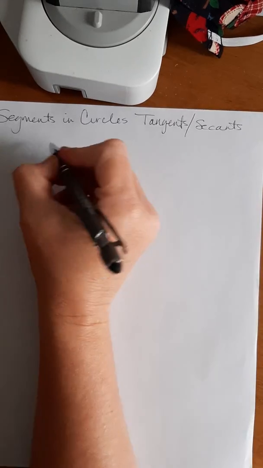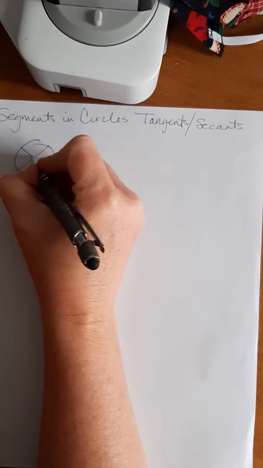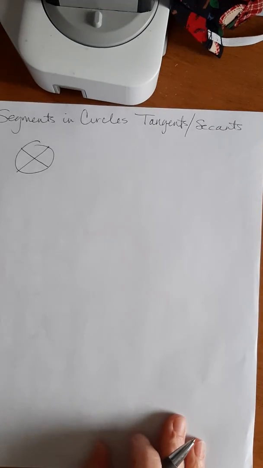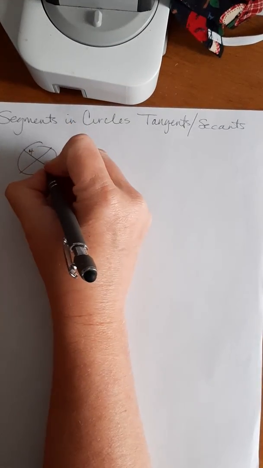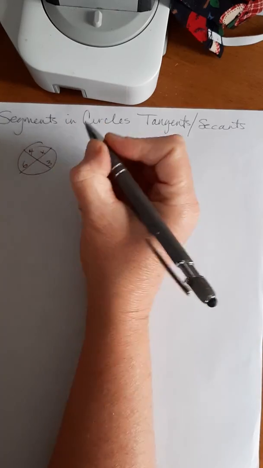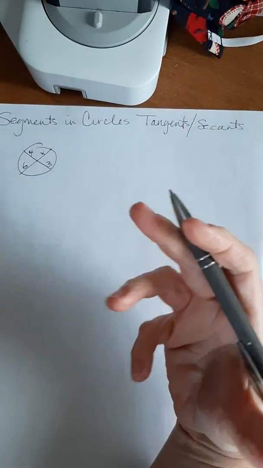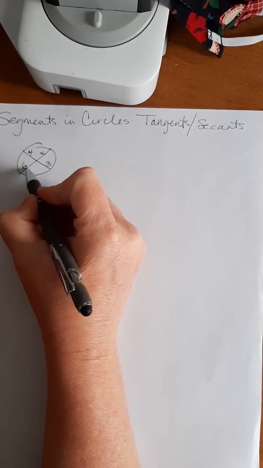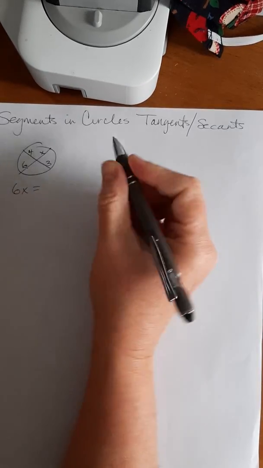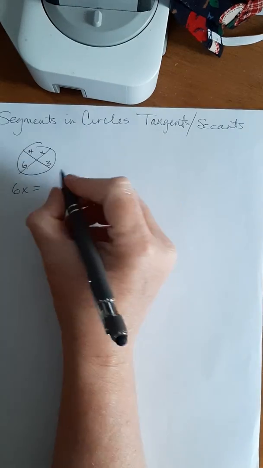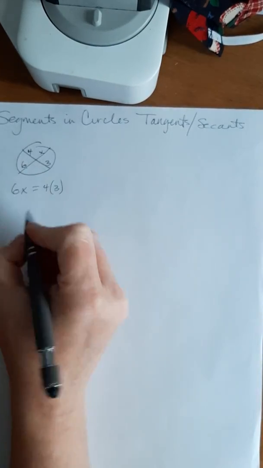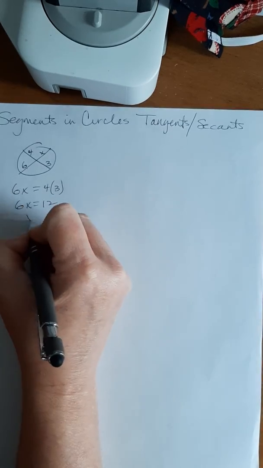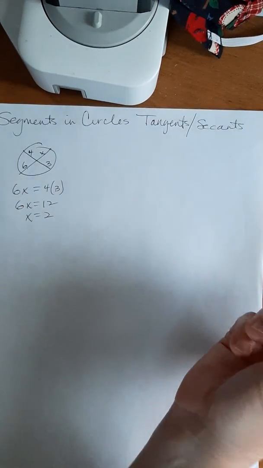Segments and circles with tangents and secants. The easiest one, or even chords, is if they're on the inside like this. If this side's 4 and that's 3 and this is 6 and 2, it's actually ratios, but it always works out. This segment times this segment will equal this segment times this segment. So 6x equals 12. X is 2.